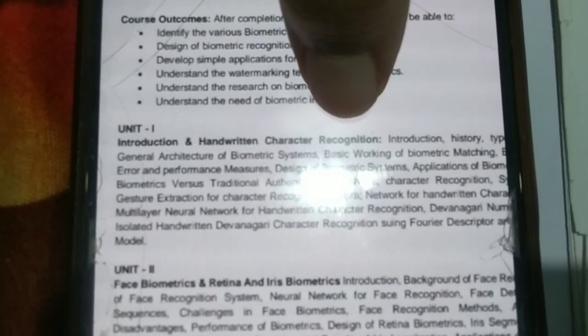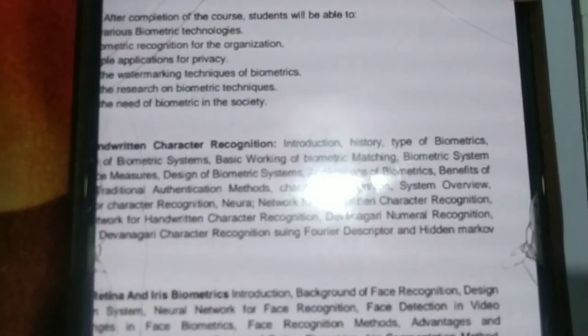Okay. Let's see another topic, which is basic working of biometric matching, in the next video.